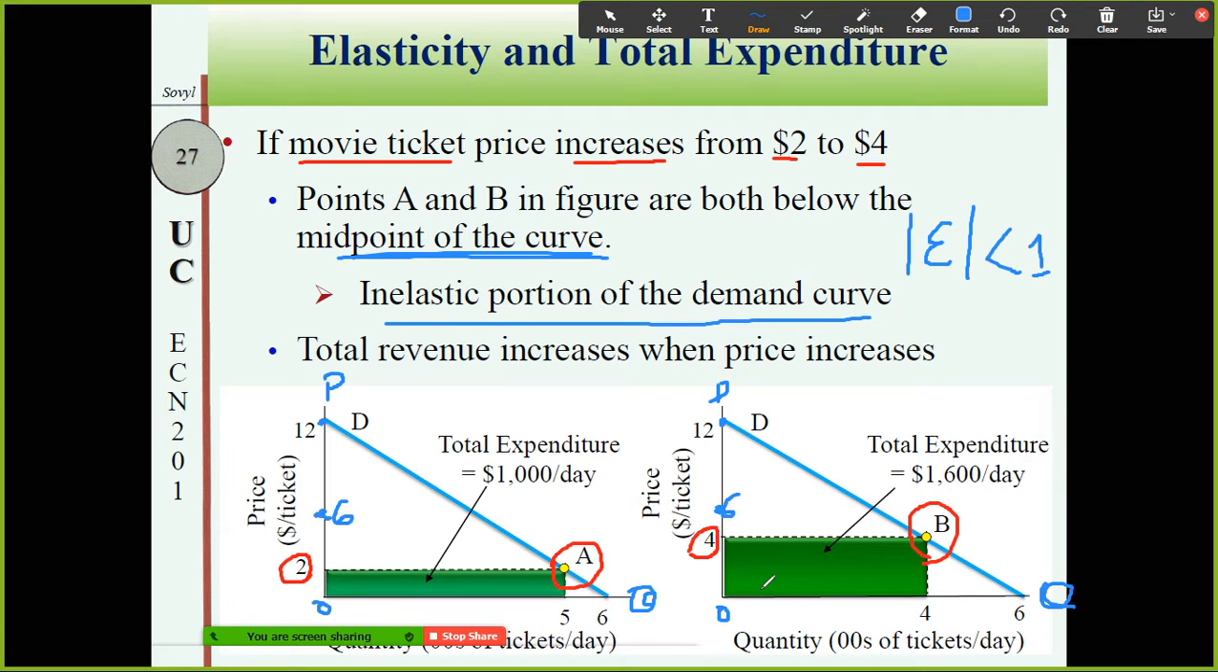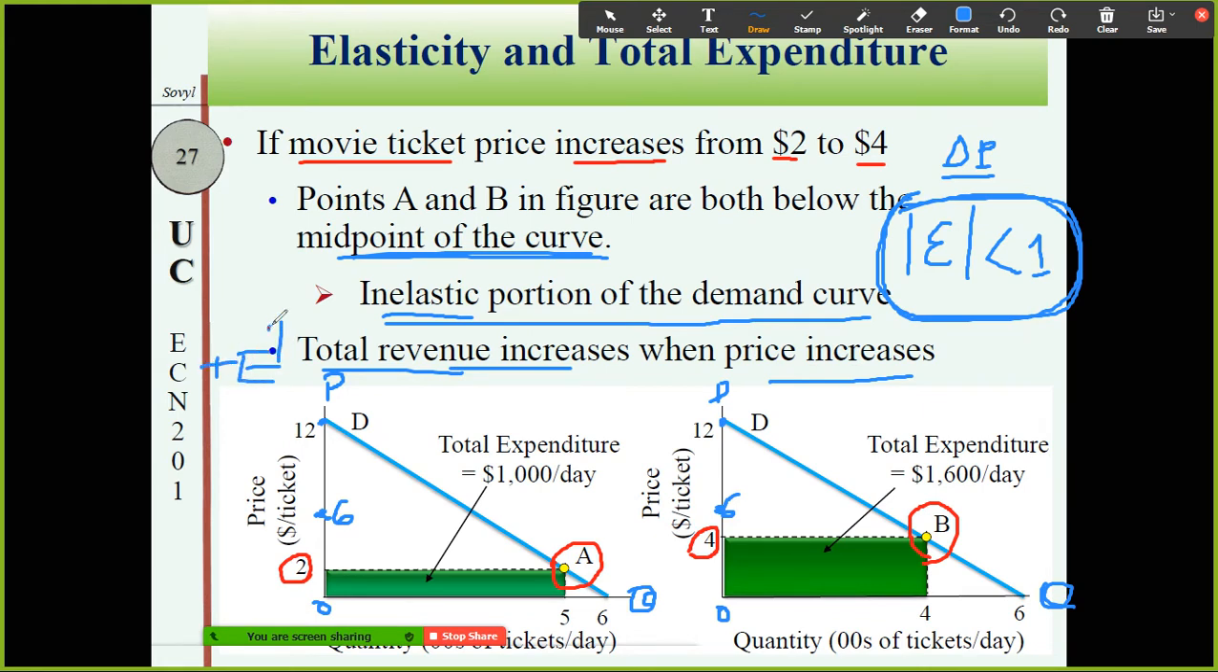So in this area, when the price changes, the demand changes, but changes by less. It changes slowly. It means inelastic. Okay, inelastic. Total revenue increases when the price goes up. That's why we're talking about total revenue. We're talking about the seller side, supplier side. So when total revenue increases, total expenditure also increases as well.